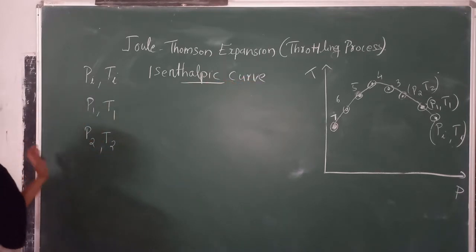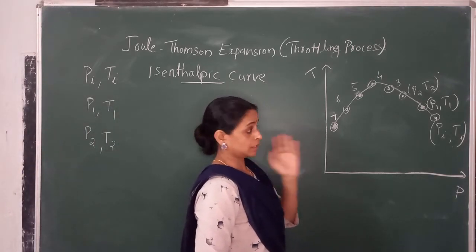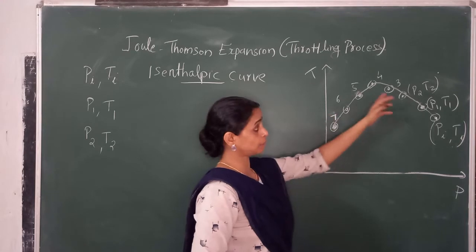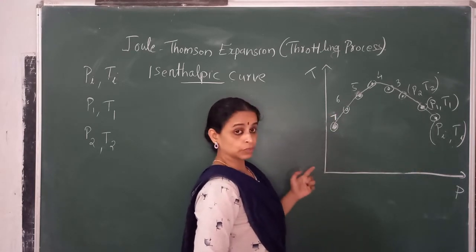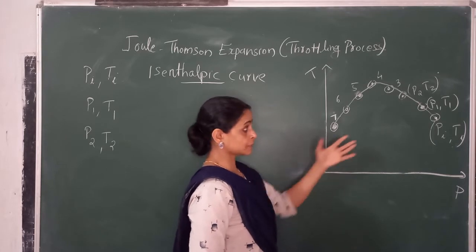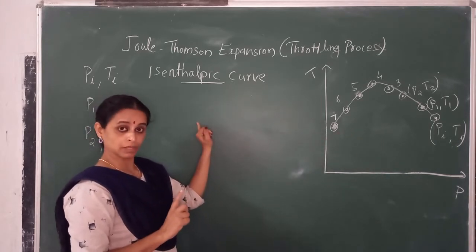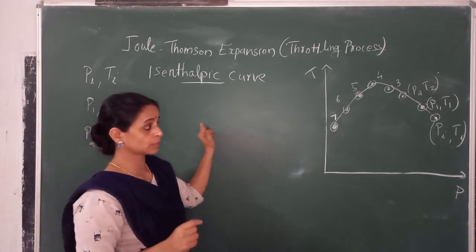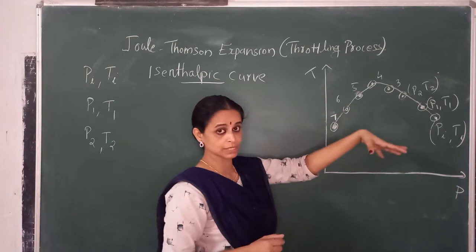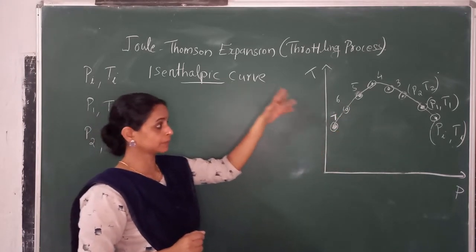Isenthalpic curve. This is not a curve of a throttling process, but only the locus of all the points. I am connecting the locus of all the points during throttling processes, and this curve is known as this. In this curve, the enthalpy is a constant. So at all the points the enthalpy is a constant, so this is known as the isenthalpic curve.